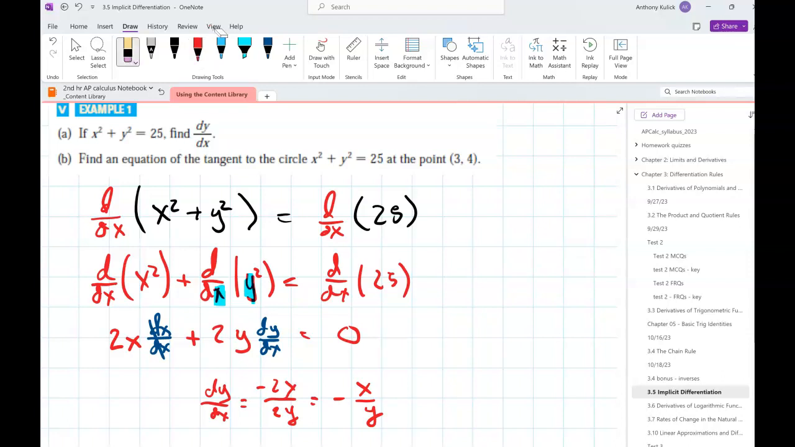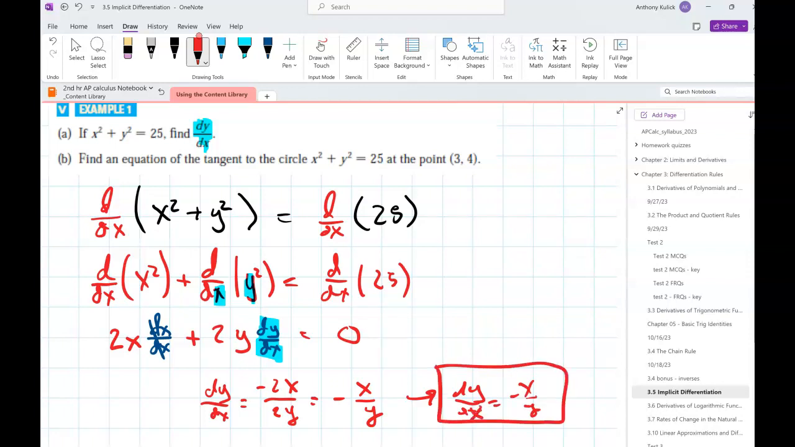So we wanted to find dy dx, right? So I'm just getting the dy dx by itself. So I subtract 2x from both sides, and then divide by 2y, like we're doing some algebra 1 algebra. And then I reduce the fraction, and I'm left with negative x over y. But then what's on the other side? The dy dx. Yeah, so I have dy dx equals negative x over y, right?